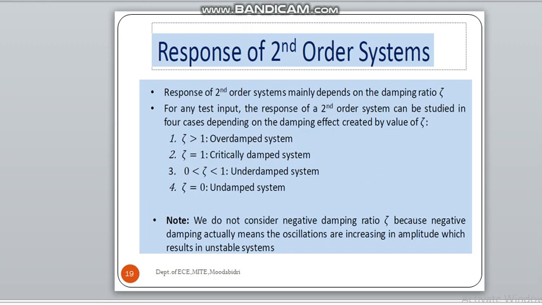The first one is if this zeta value, a dimensionless quantity, is greater than 1. If zeta is greater than 1, it is called an overdamped system. If zeta is equal to 1, it is called a critically damped system. If zeta is between 0 and 1, it is an underdamped system. And if zeta is equal to 0, then it is called an undamped second order system.